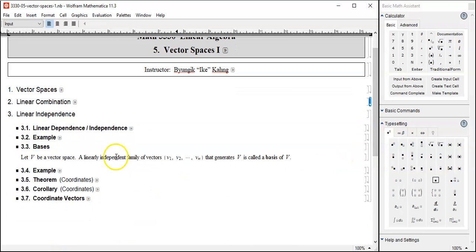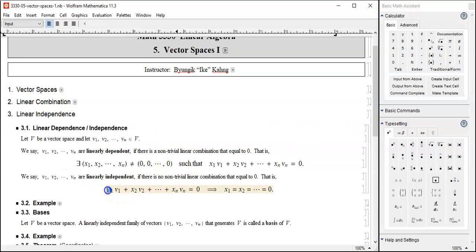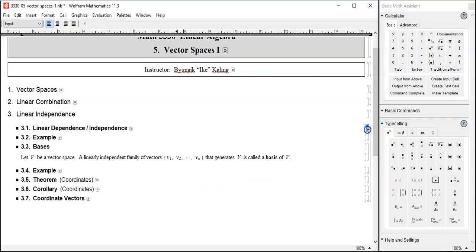And then also linear independence. If a linear combination happens to be zero, then all the coefficients are zero. Should have been zero vectors there. Typo, sorry about that.